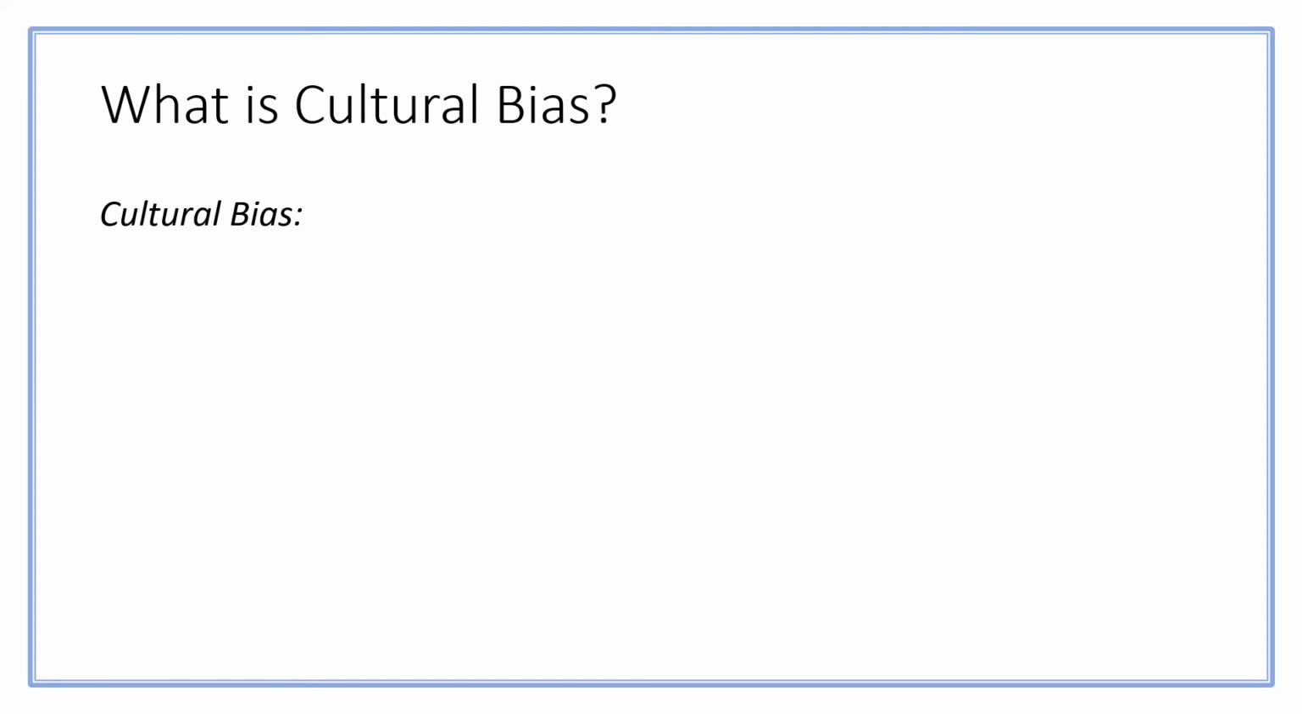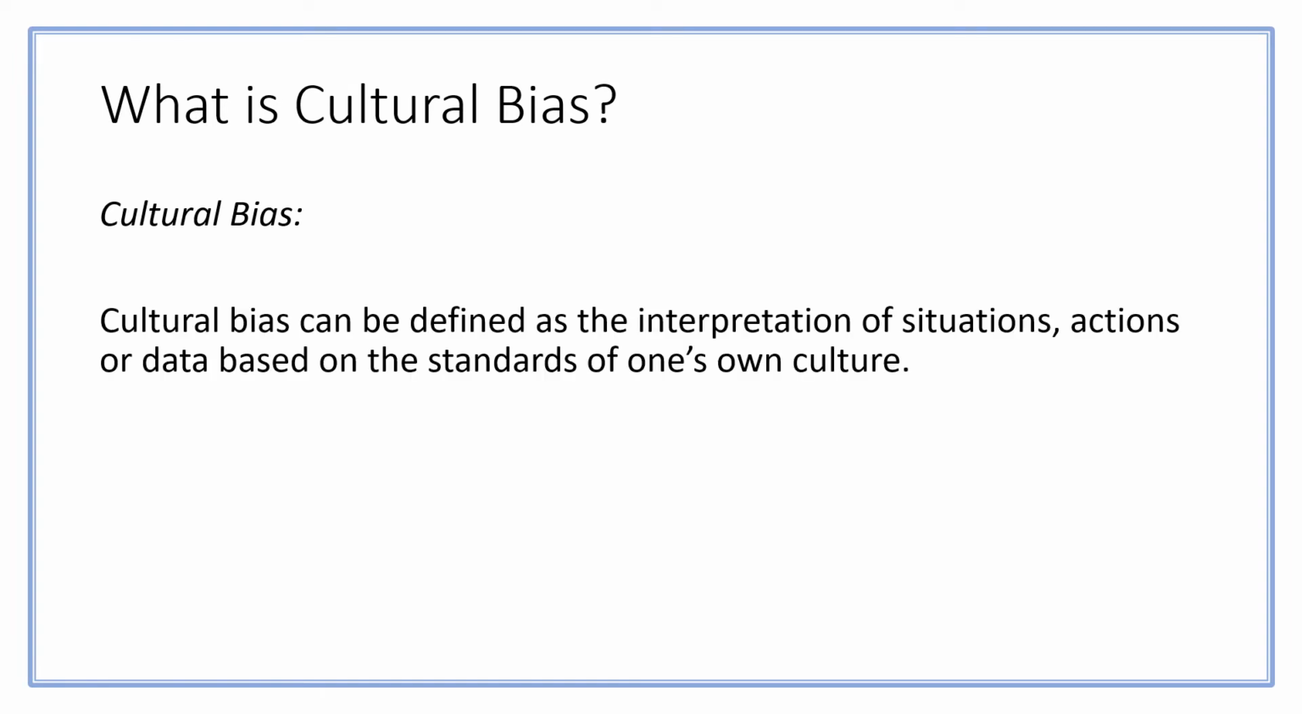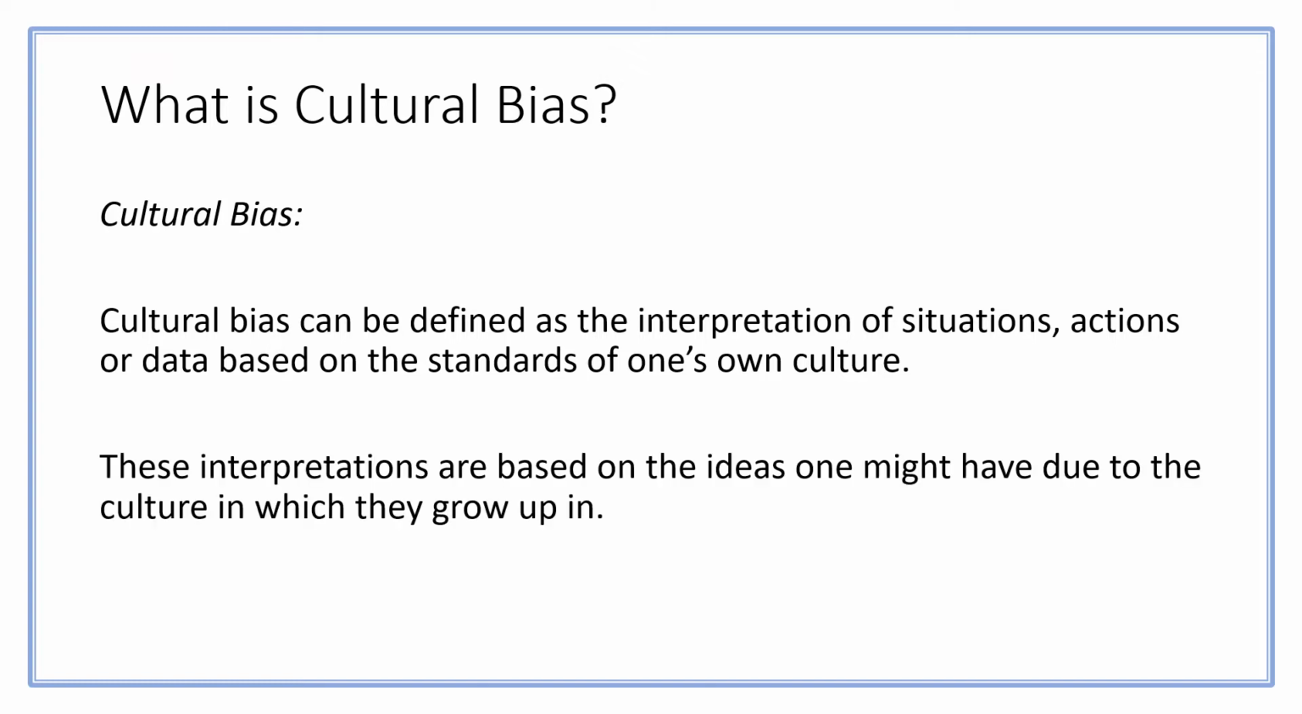What is cultural bias? Cultural bias can be defined as the interpretation of situations, actions, or data based on the standards of one's own culture. These interpretations are based on the ideas that you have because of the culture in which you grew up.